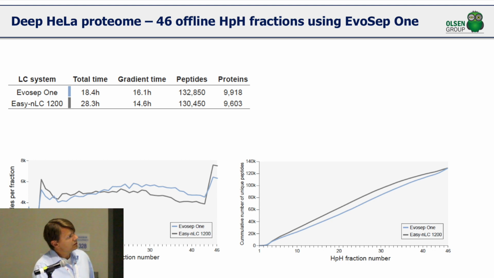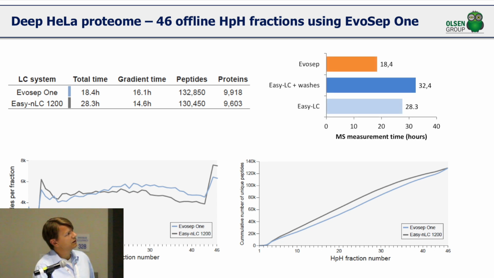And usually, what we also have to do on the EC-NLC systems is actually between all these runs, we need to perform a number of washes really to clean up the columns. But we can see with the EvoSep system, we have very little carryover, and therefore we can basically avoid the washes as well. So we can almost cut the analysis time in 2 when we use these systems.